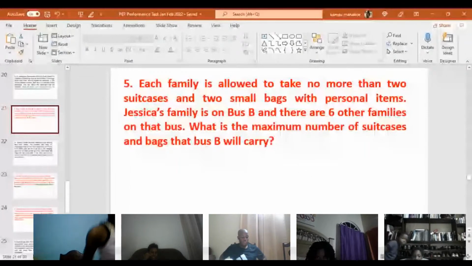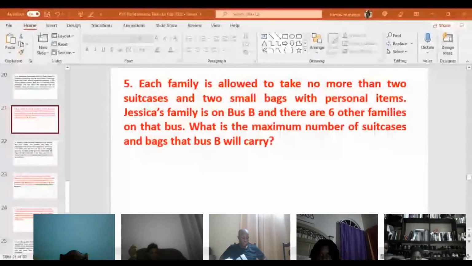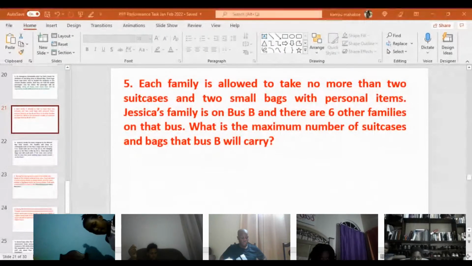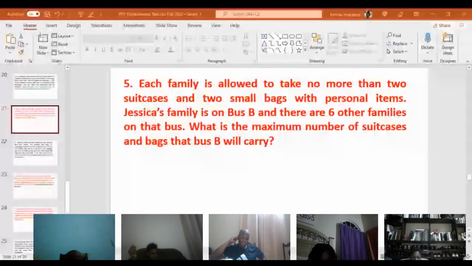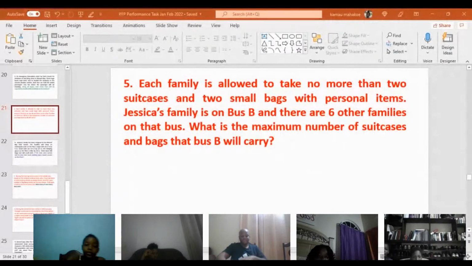Okay, Miss. Question 5. Each family is allowed to take no more than 2 suitcases and two small bags with personal items. Jessica's family is on bus B, and there are 6 other families on that bus. What is the maximum number of suitcases and bags that bus B will carry?